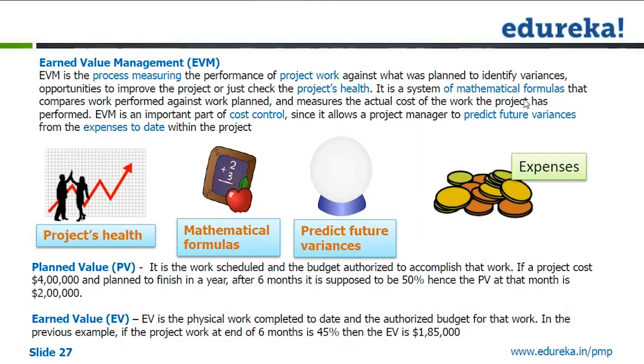So BAC is 400,000. So keep writing down these one after the other in your note sheet. 400,000 is your BAC. After 6 months, 50% of the work. So 50% of 400,000 is 200,000. So the amount of work that you have planned to complete is 50%, which is 200,000 worth of work. So that's why your planned value is 200,000. What is your earned value? It is saying that you have completed 45% of the work. So if you have completed 45% of the work, it means that you have done 45% of 400,000, which is 180,000.